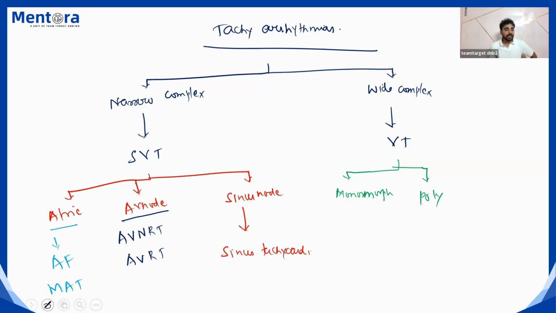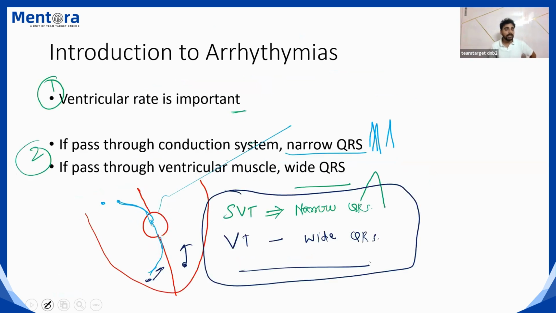Right. So let me repeat this very important thing. In the introduction to arrhythmias, ventricular rate is always important, because the ventricular rate is what decides your cardiac output, which decides the perfusion of tissues. So your aim is to control the ventricular rate. Your aim is never to control the atrial rate, right? And second, any depolarizing current which passes through the conduction system will have a narrow QRS. That is, all supraventricular arrhythmias have a narrow QRS and all ventricular arrhythmias have a wide QRS, right?